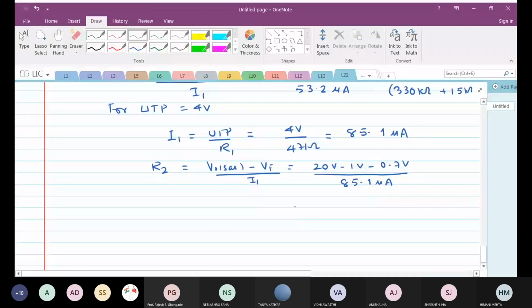This should give me 215 kilo ohms. Use 215, yes, sir. 180 kilo ohms plus 33 kilo ohms. So that finishes the design.